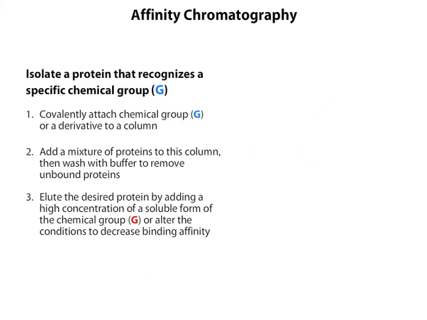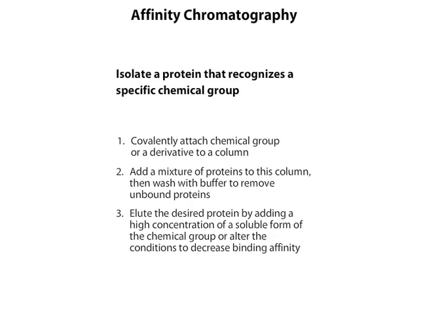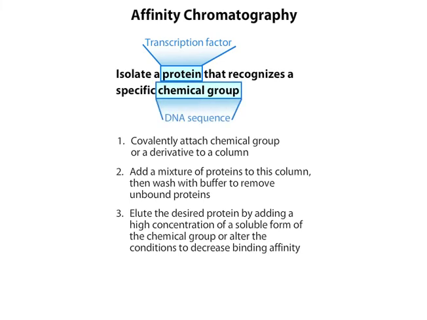Affinity chromatography is a powerful way to purify a variety of proteins. As another example, transcription factors can be purified by their ability to bind to specific DNA sequences. Then the bound transcription factor can be released with a high salt solution. Affinity chromatography is most effective when the interaction of the protein and the molecule that is used as the bait is highly specific.